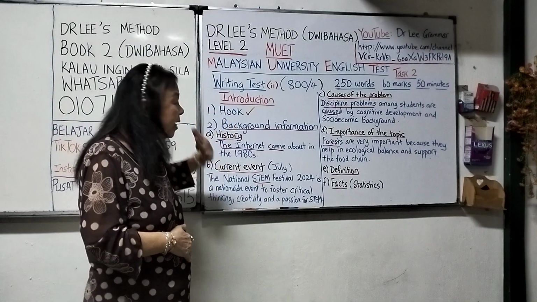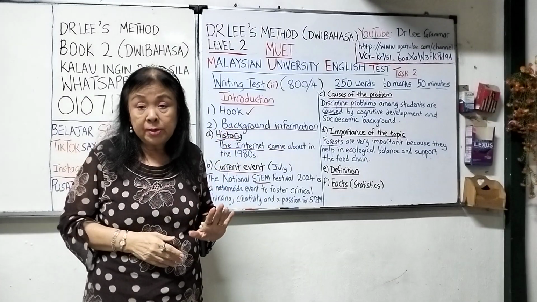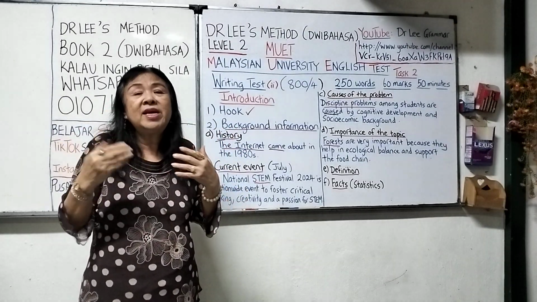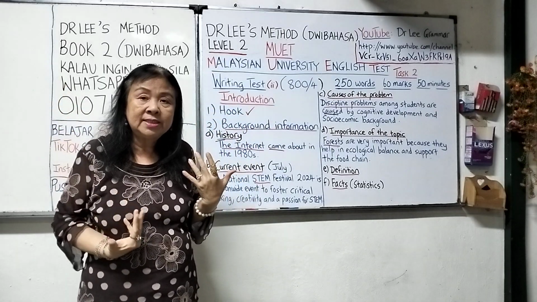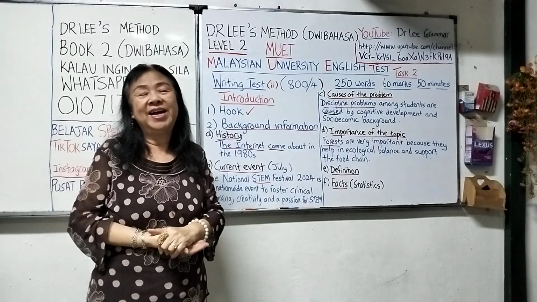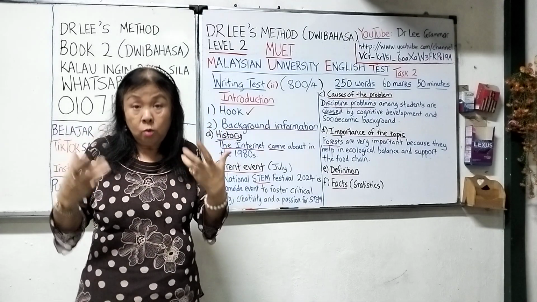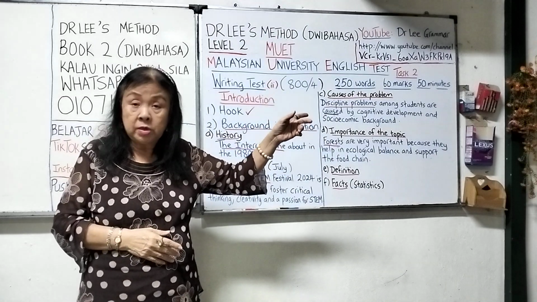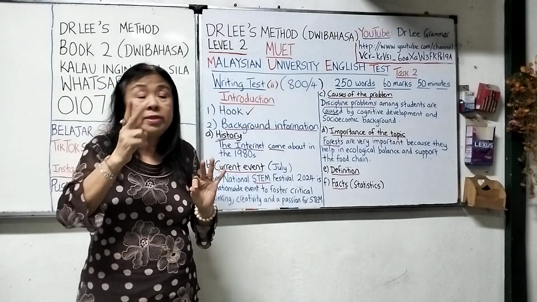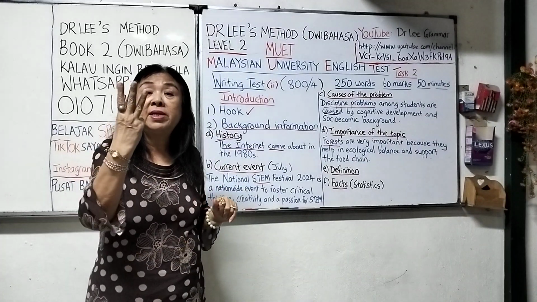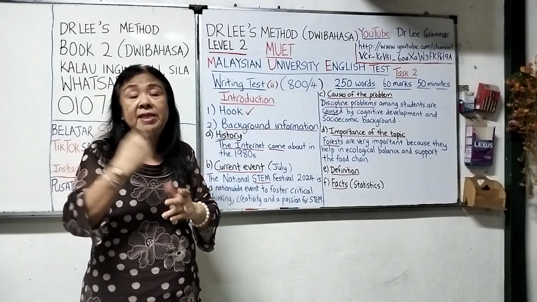Now, hook I have already explained, 1 or 2 sentences is enough. And then you go to the background information. Your hook means an attractive sentence which will attract your readers. Example, what is pollution? Or according to Albert Einstein, what did he say? I taught you already in the first video. So your hook can be 1 or 2 sentences. If your hook has 2 sentences, your background information will be the 3rd sentence. If your hook has 1 sentence, your background information will be the 2nd sentence.